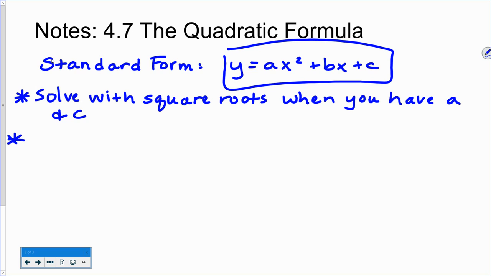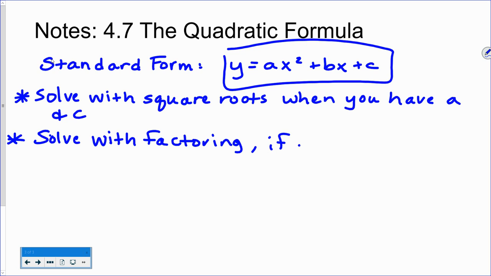We would solve with factoring, if the equation's factorable. If you can't factor it, you can't solve by factoring. It's really as simple as that. When we worked with problems when we were factoring, and I asked you to factor them, they were always factorable because we were only practicing factoring.